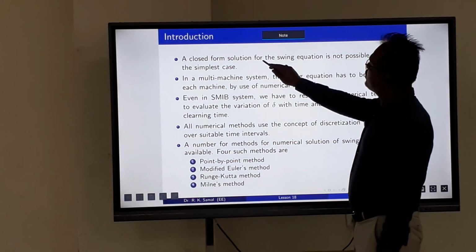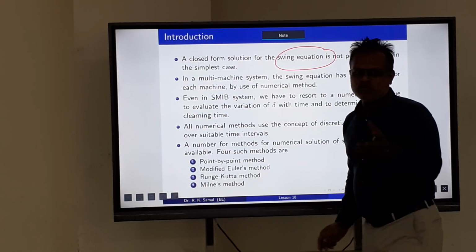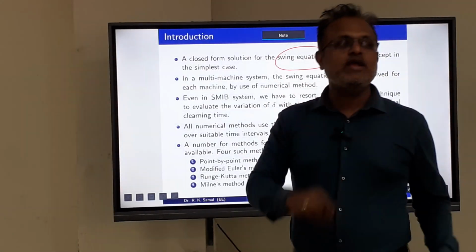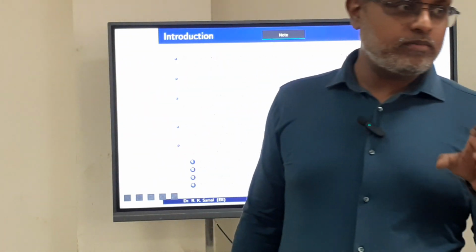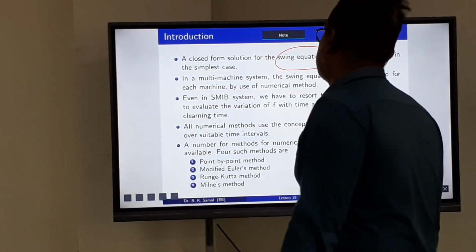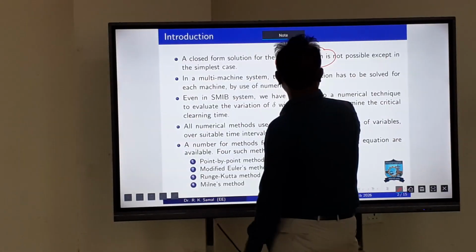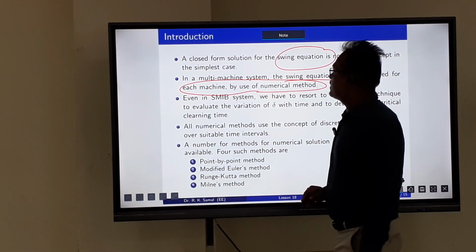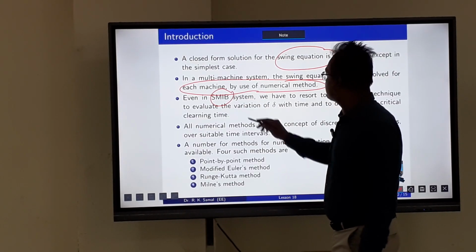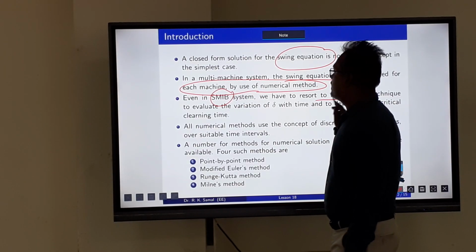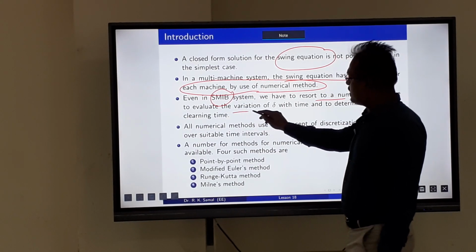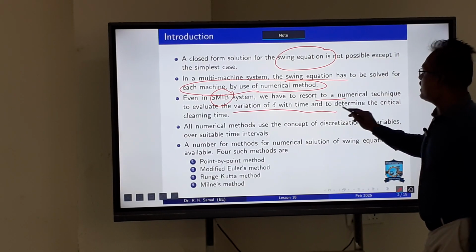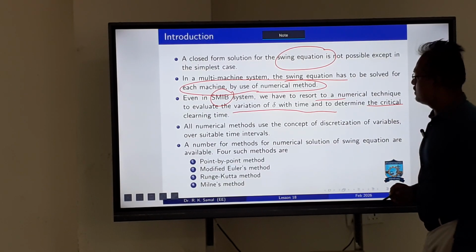The closed form of solution for the swing equation is not possible. What is a closed form? It is like you integrate something and you get some result. That is known as closed form. For the swing equation, it's not possible. So in a multi-machine system, it has to be solved for each machine by means of numerical methods. Even in a single machine infinite bus system, we have to resort to numerical techniques to obtain the variation of delta with time and determine the critical clearing time.